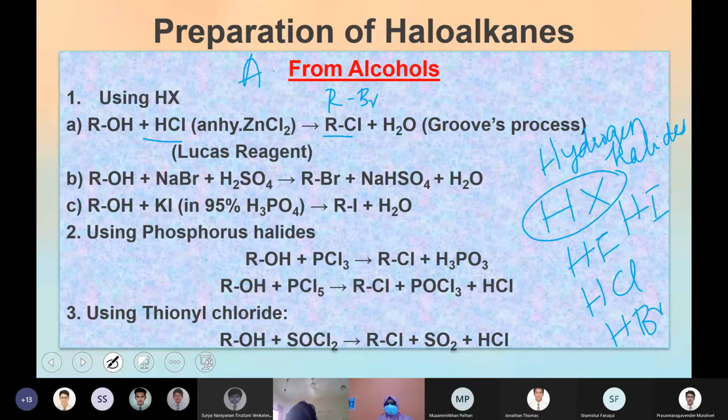KI in 95% phosphoric acid, right? Yeah, but in the second and third methods, it is not hydrogen halide, they are metal halides. Sodium bromide (NaBr) and potassium iodide (KI) are metal halides, not hydrogen halides. That is why the condition is different. They use acids, sulfuric acid and phosphoric acid.